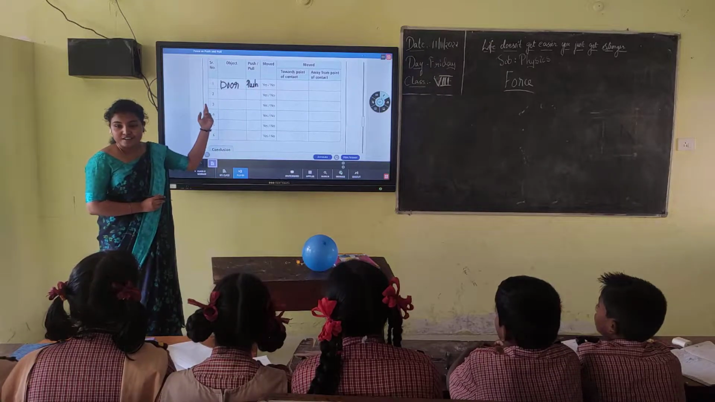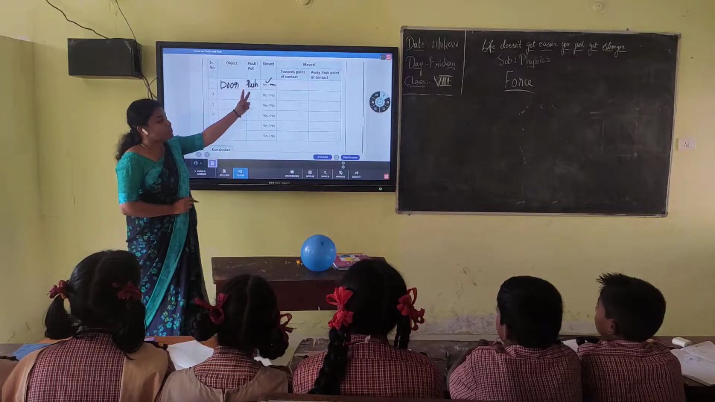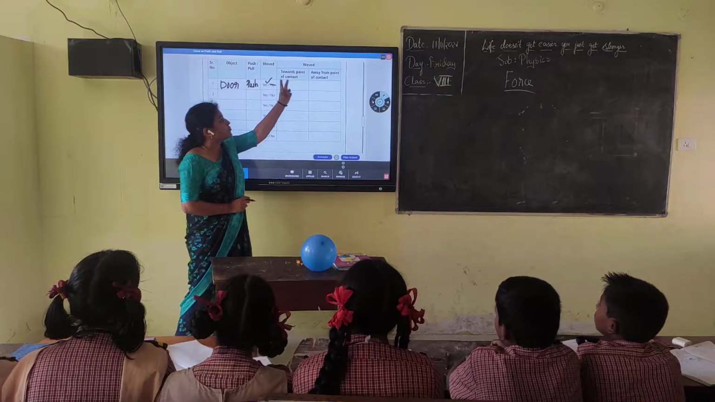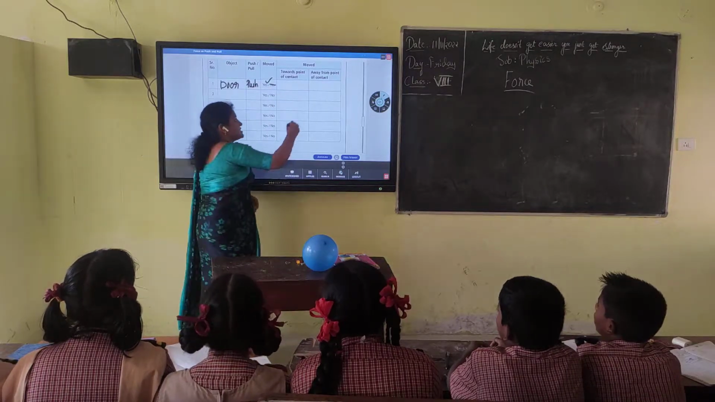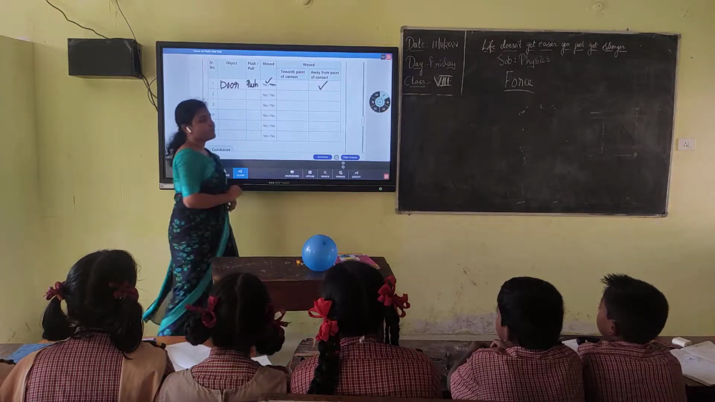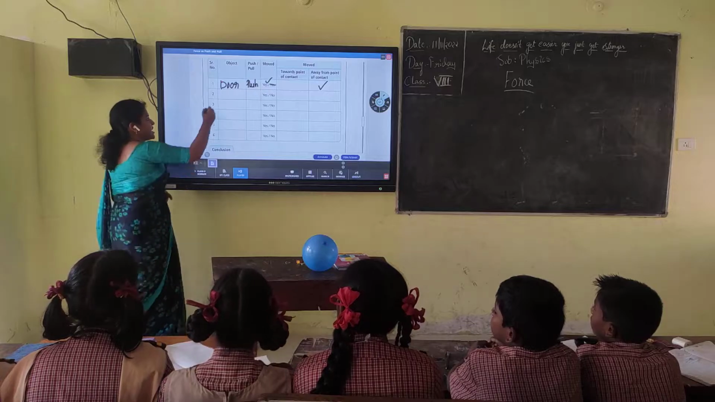Does it move or not? Yes, it will move. And when we push the object, will it move towards the point of contact or away from the point of contact? Away. Yes, it will move away from the point of contact. Next, can you see one object? Table. Yes, table.